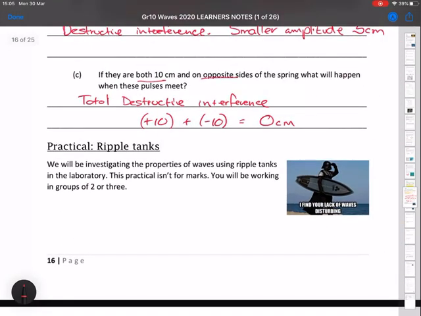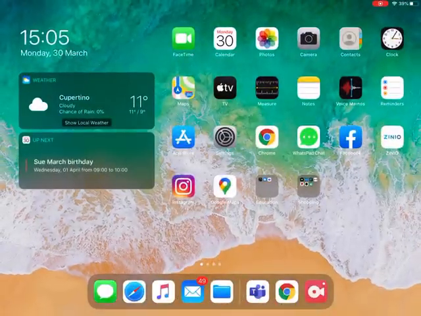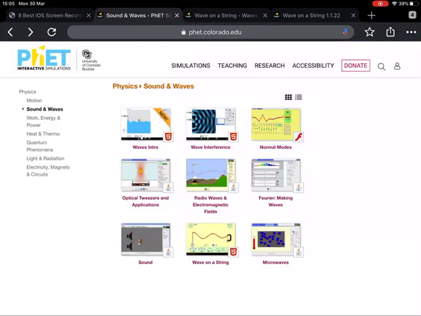Alright, there was a video that I included on ripple tanks. I'm going to quickly show you that. So again, download the PhET sound and waves simulation. Click on wave interference for the ripple tank.